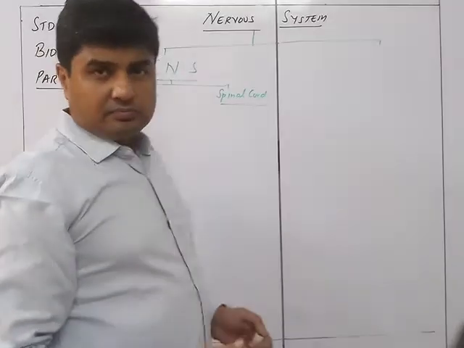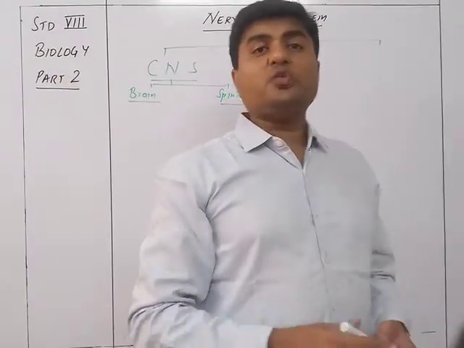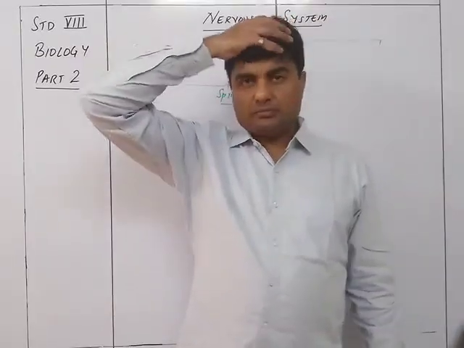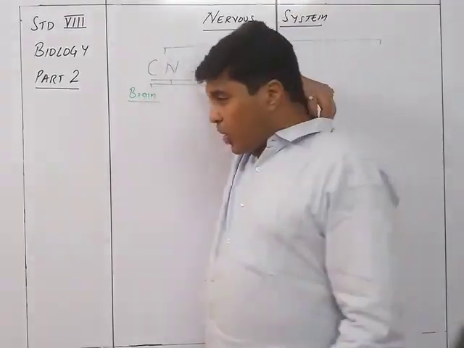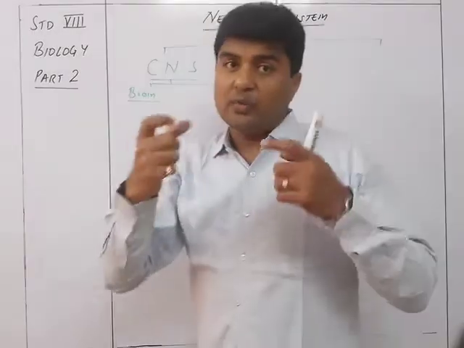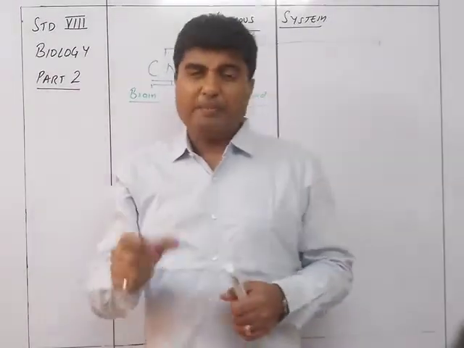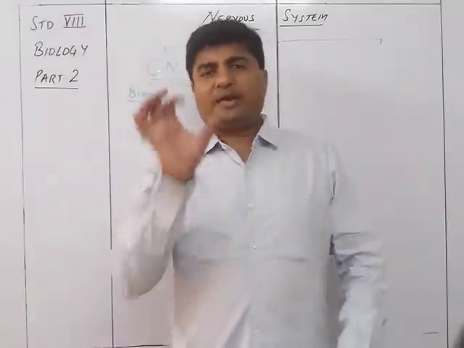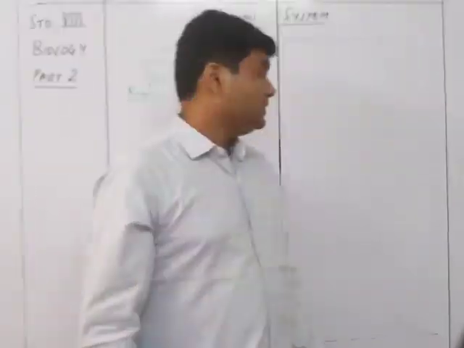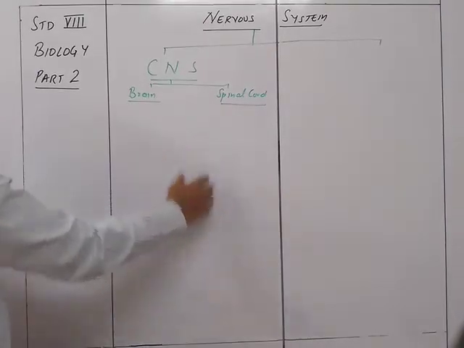Central Nervous System. It is the one which is well protected in the skull. Inside the skull, well protected is the brain, and the spinal cord is well protected in the vertebral column, the backbone. The complete backbone has the spinal cord passing through it. So the spinal cord is well protected in that vertebral column, right? So that is the central nervous system.